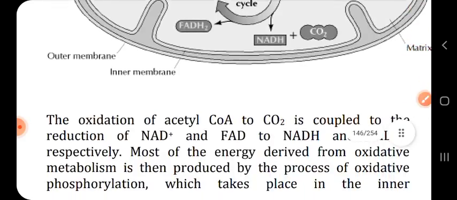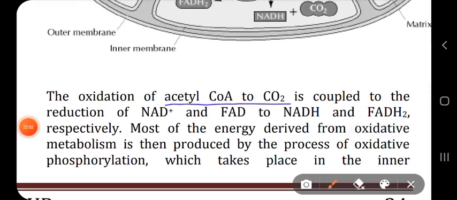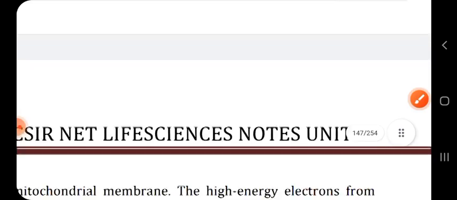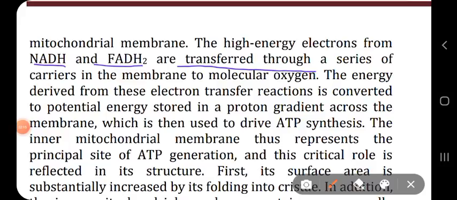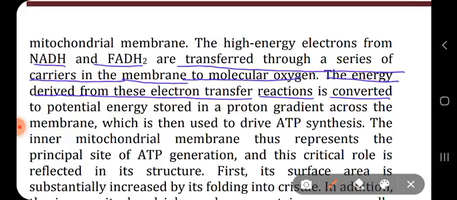And then during the oxidation of acetyl coenzyme A to CO2, there will be reduction of NAD+ and FAD to NADH and FADH2. Electrons are carried by the NADH and FADH2, right? And they are transferred through a series of carrier complexes within the membrane of mitochondria to molecular oxygen. Now the energy derived from these electron transfer reactions will be converted into potential energy, which will be stored in a proton gradient across the membrane, which will then be used to drive ATP synthesis.